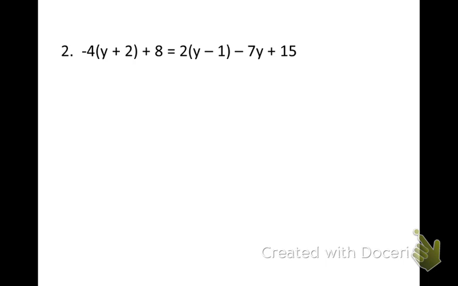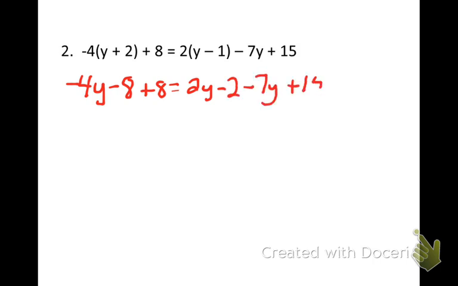Again, we need to distribute on this one. So I'm going to distribute a negative 4, so it's going to become negative 4y minus 8 plus 8. I'm going to distribute a 2. I get 2y minus 2. Still have my minus 7y and plus 15.